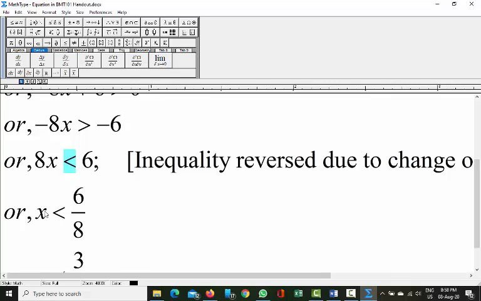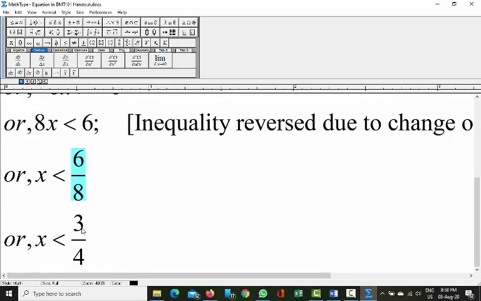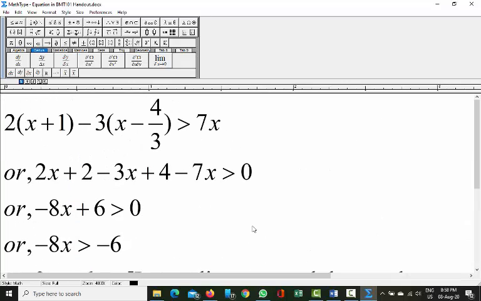So if you bring this 8 to the right hand side, we will have 6 divided by 8. If you apply the process of cancellation, we will have 3 divided by 4. So x is smaller than 3 divided by 4. Right. So we can solve this one in a different way as well.